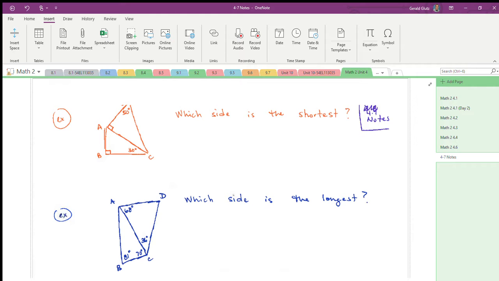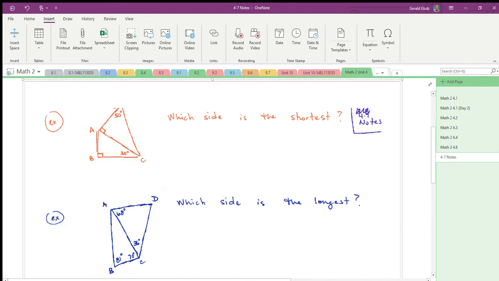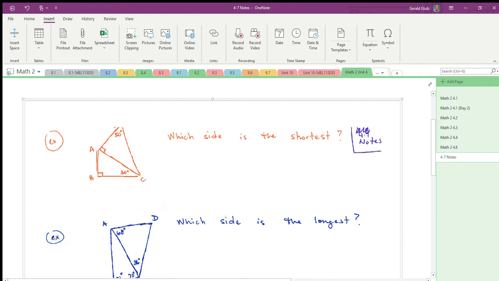All right, so in this section, we're going to be presented with two triangles that share one side. There are only four examples here, so it'll be quick. We're going to have to figure out which side is the shortest on 2 of them, and on the other 2, which side is the longest.